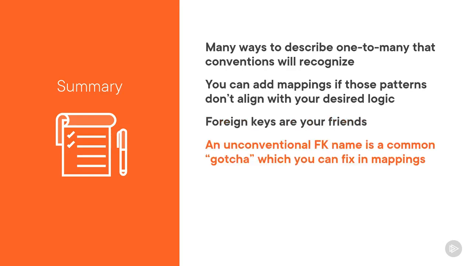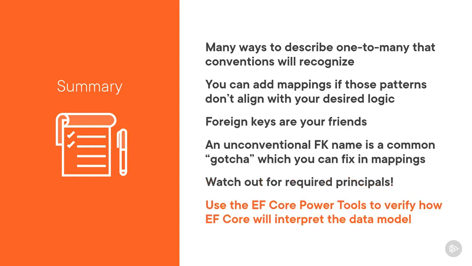And you got a nice introduction to using mappings to fix some unconventional scenarios, such as when a foreign key property name doesn't follow convention, or enabling the parent or principal in a relationship to be optional. And throughout the module, you witnessed the power of being able to visualize how EF Core will interpret your model thanks to the EF Core Power Tools. This is a smart strategy rather than waiting for problems to pop up when persisting your data, especially when EF Core's interpretation of the data model might differ from how you thought it was going to work out.